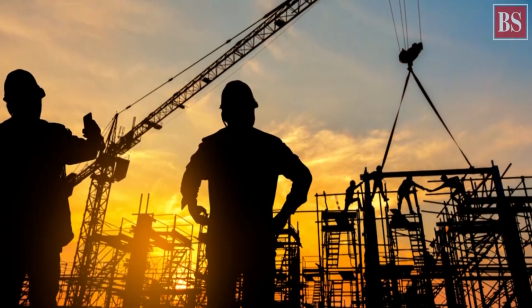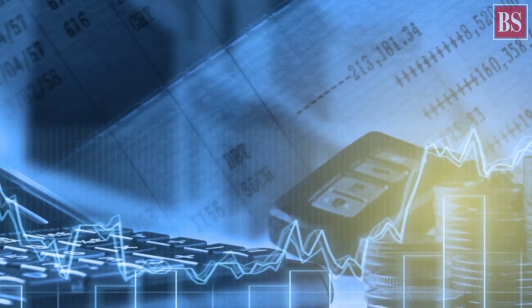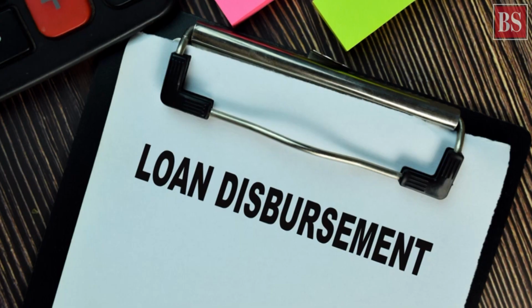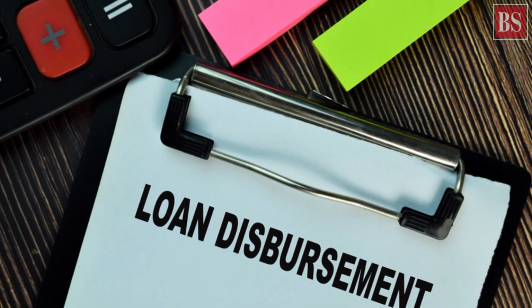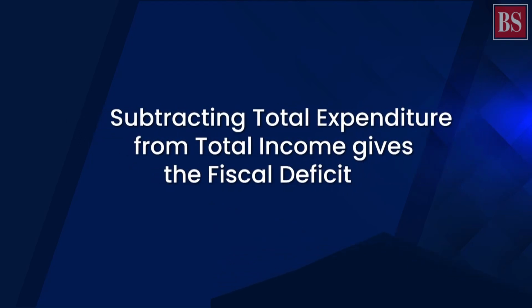While expenditure carried out through various ministries is divided into two categories: capital and revenue. Interest payments are part of revenue expenditure, and loans disbursed come under capital expenditure. Finally, subtracting total receipts from total expenditure gives the fiscal deficit.